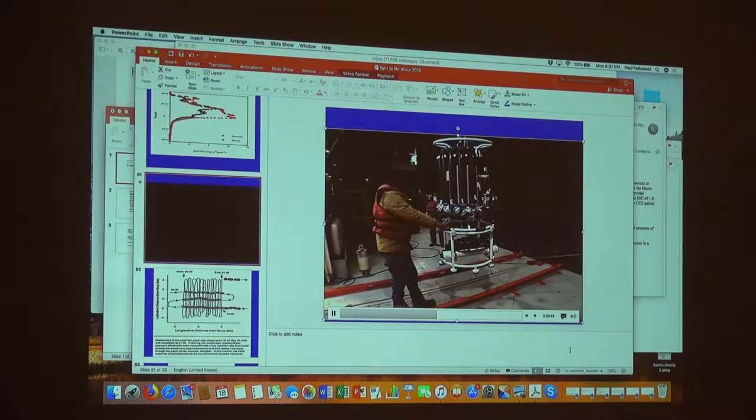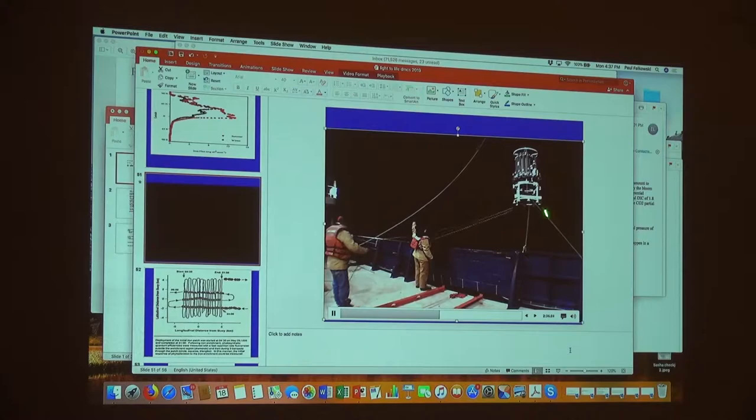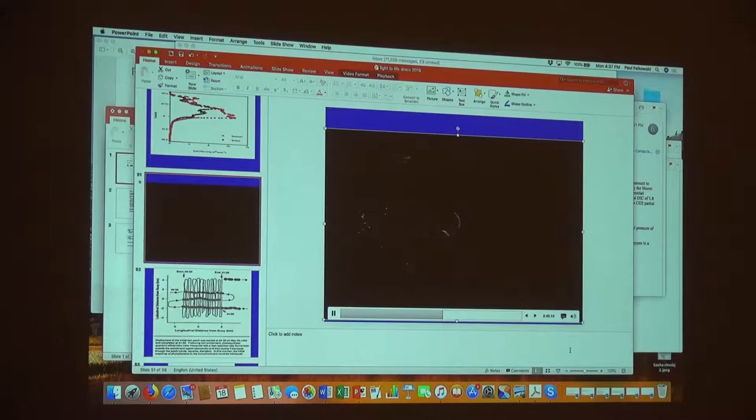And this now is all plastic. This is an iron-free sampling system. And we're going to do the same thing. All right.